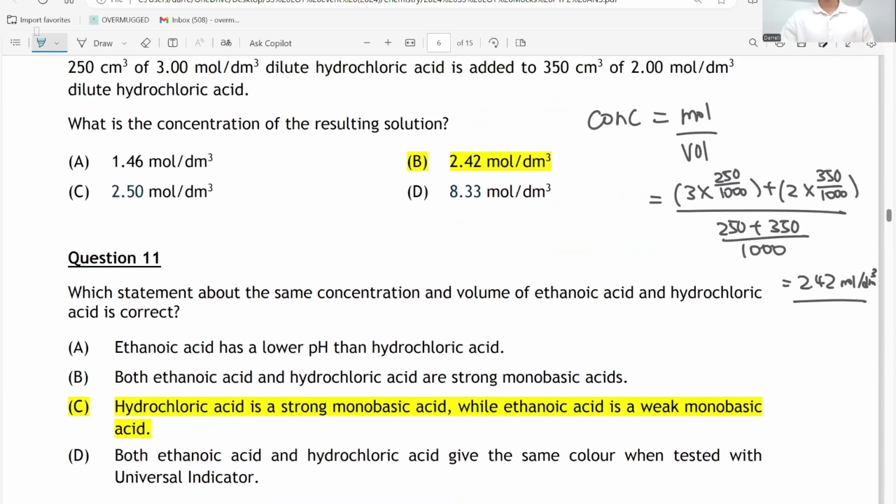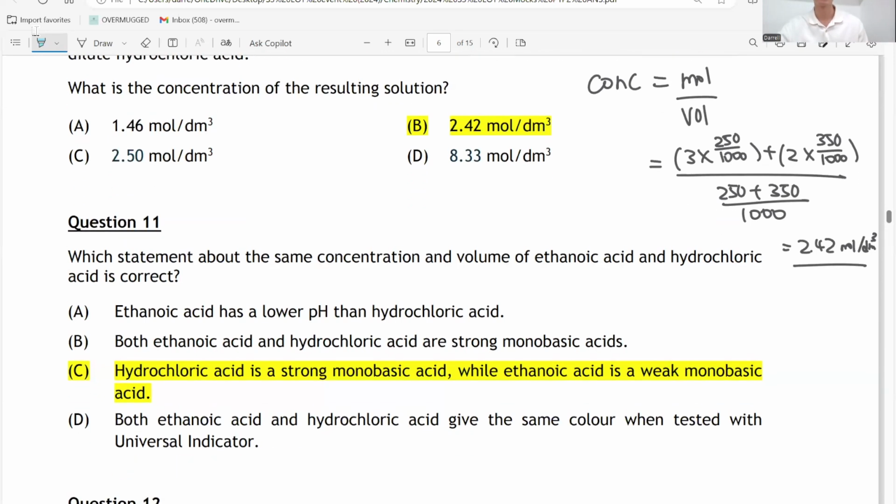Okay, for question 11, this is a discussion about ethanoic acid versus hydrochloric acid. What statement is true? I need you to know that when we are looking at the statements here, we need to be able to identify hydrochloric acid is a strong acid, while ethanoic acid is a weak acid. I'll say this one is fairly straightforward. Okay, so I'm not going to dwell too long on question 11.